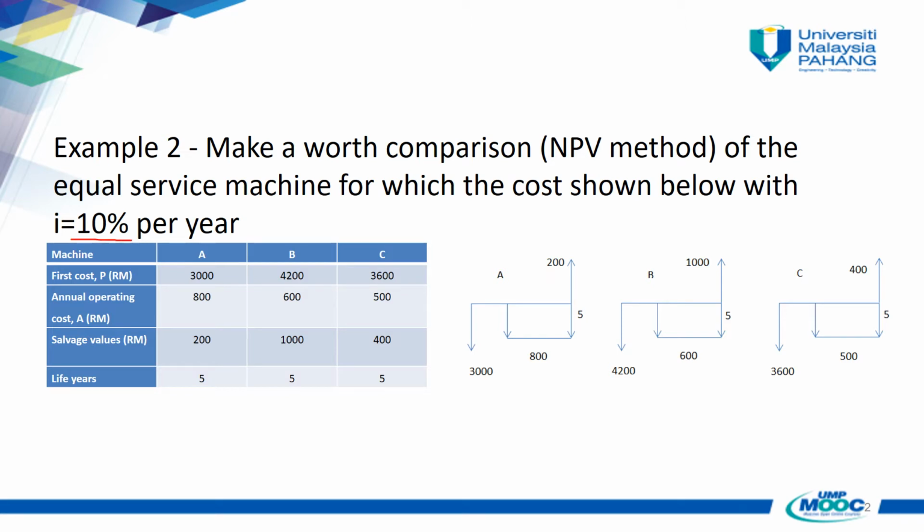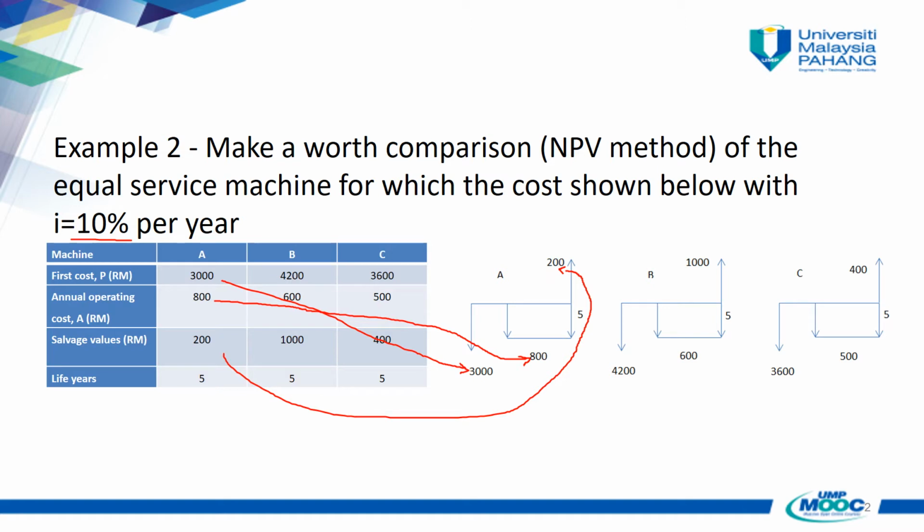For machinery A, the first cost we buy is 3,000, and then we also have annual operating costs of 800. After we use this machinery for 5 years, we can salvage it back for 200. Then we get our first cash flow diagram, for machinery B, I'm sorry.